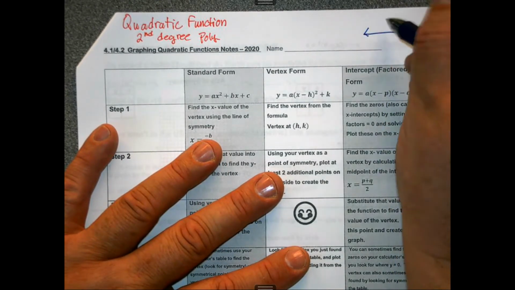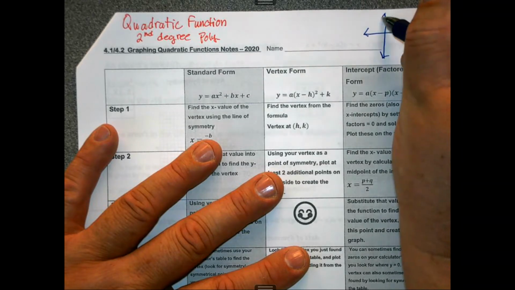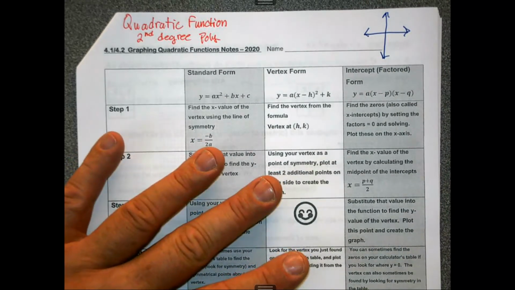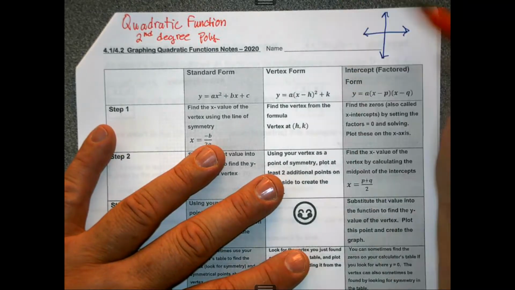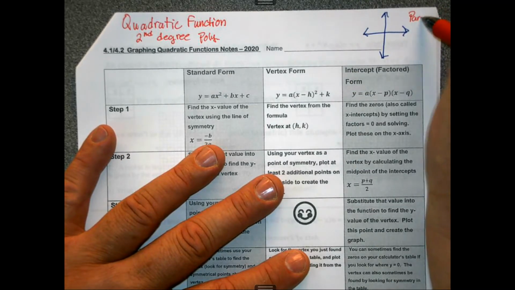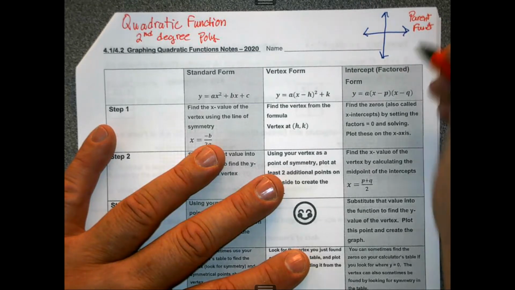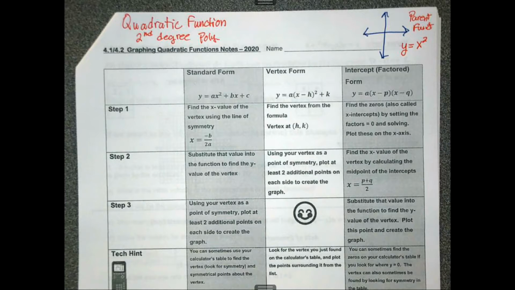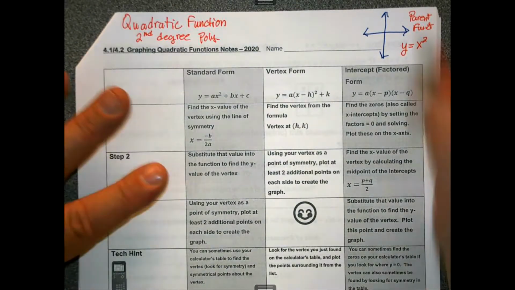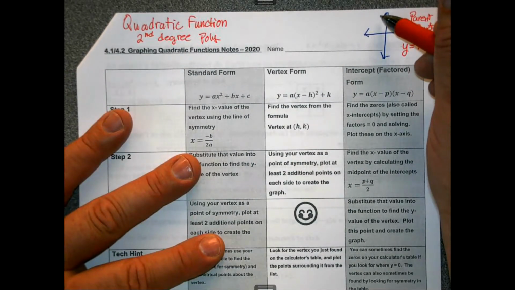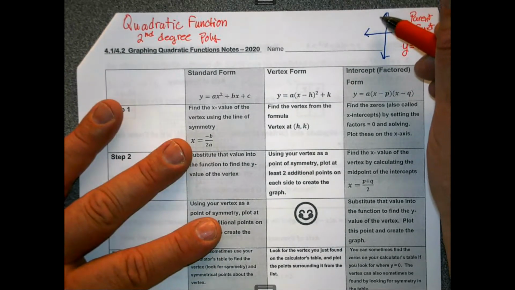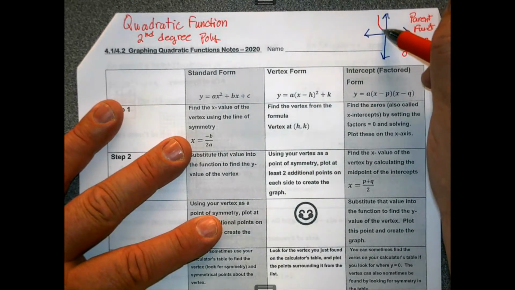Here's my x-axis, here's my y-axis. In fact, it has a parent function just like the absolute value, right? It has a parent function, and that parent function is y equals x squared, quadratic, power 2, right? Does anybody remember the shape? It's a U shape. It's what we call a parabola, right?